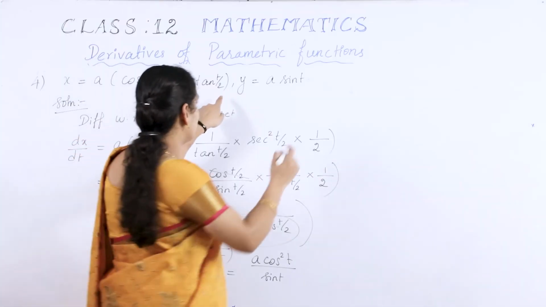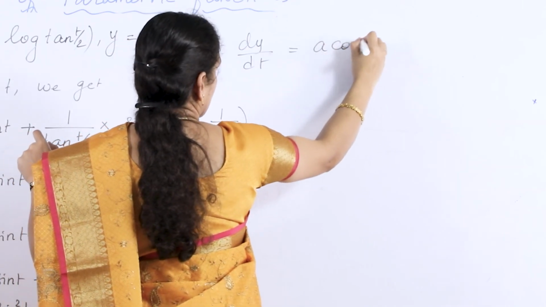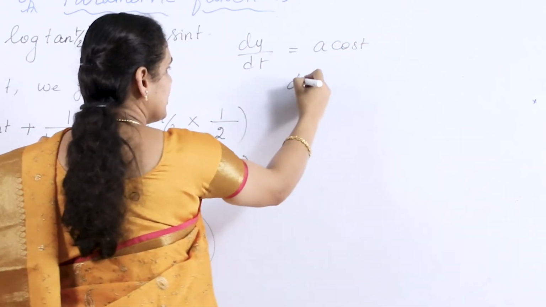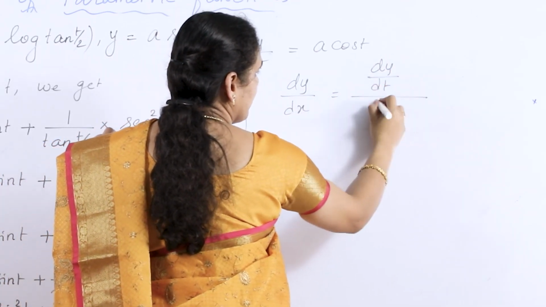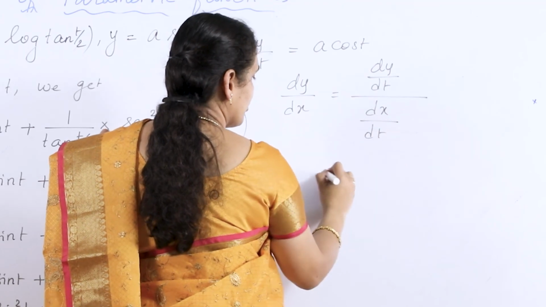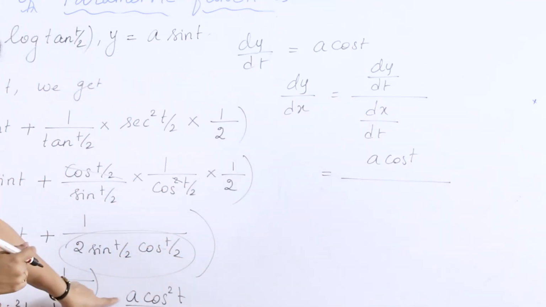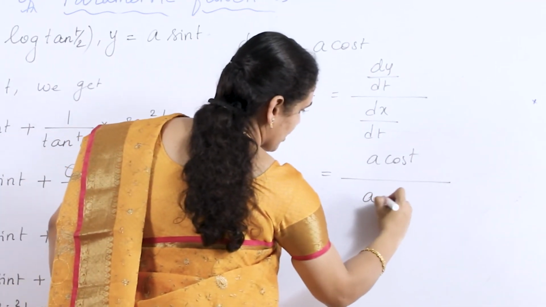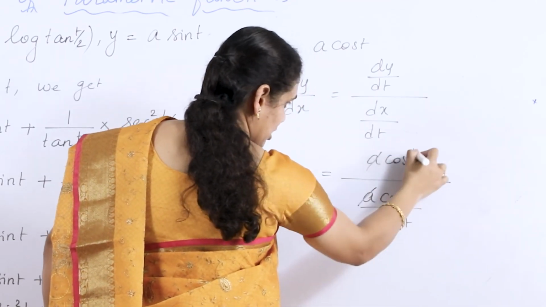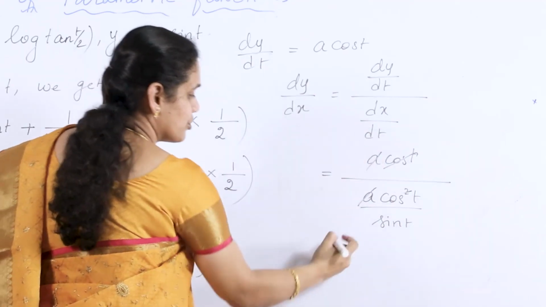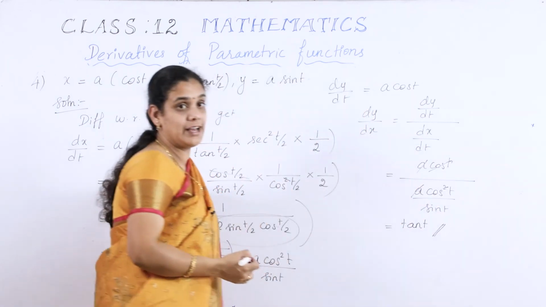Then find dy by dt. If you differentiate this, dy by dt, you get a cos t, isn't it? Then dy by dx is dy by dt whole divided by dx by dt. So dy by dt is a cos t, and dx by dt is a cos square t by sin t. So this a gets cancelled. One cos will get cancelled. Then sin, if it goes to the numerator, sin by cos, that is tan t. So this is our required answer.